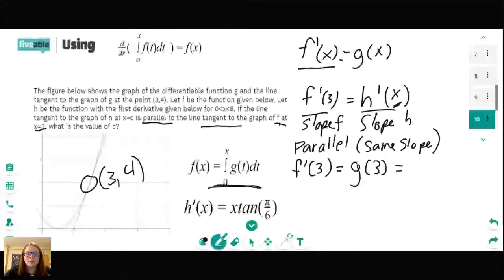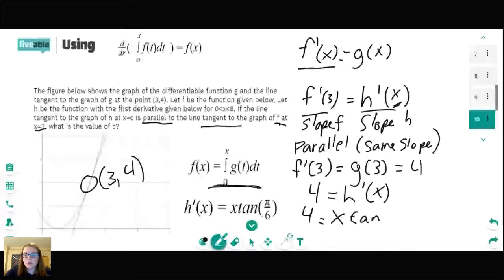Four, exactly. So that's all we needed was that point. We've got g of 3 equal to 4. And so we know g of 3, that's f prime of 3. And now we go back to what we needed here. We need f prime of 3 to be equal to h prime of 3. So we need 4 to be equal to h prime of x. Then we pay attention to what we're given here. We're already given h prime of x. So this is not h of x, it's h prime. So h prime of x equals x tangent pi over 6. So 4 equals x tangent of pi over 6.